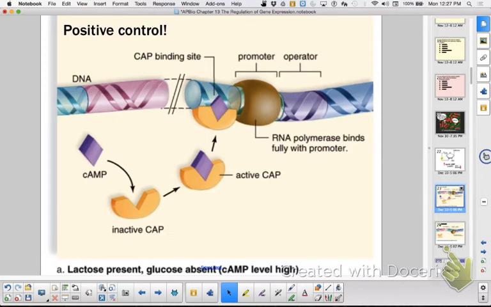What's the only reason RNA polymerase wouldn't be able to be assisted by CAP? What if RNA polymerase can't get on the promoter? If there's a repressor on the operator. And why would there be a repressor on the operator? Because there is no lactose to digest. So this will ensure that I will not make lactose digesting enzymes unless A, lactose is available to get rid of the repressor, and glucose is absent, so I get help to get RNA polymerase on the promoter.